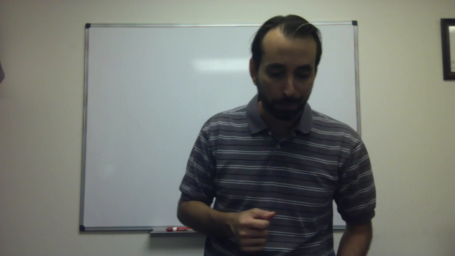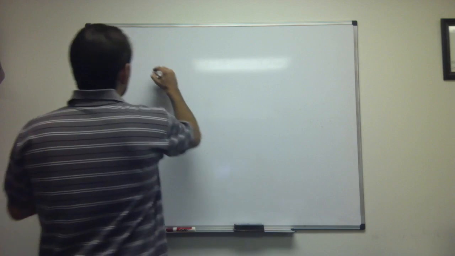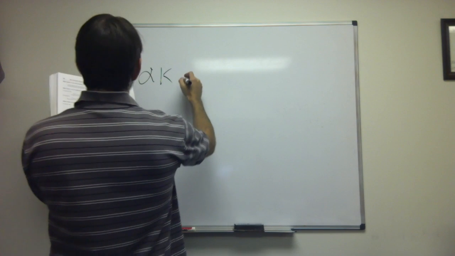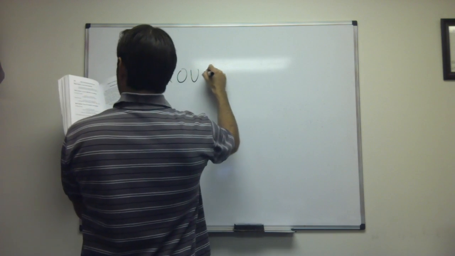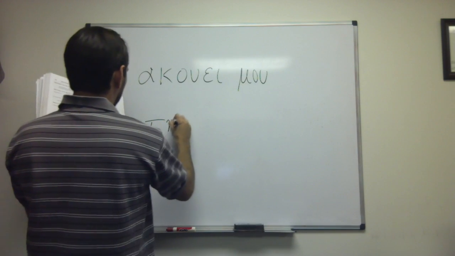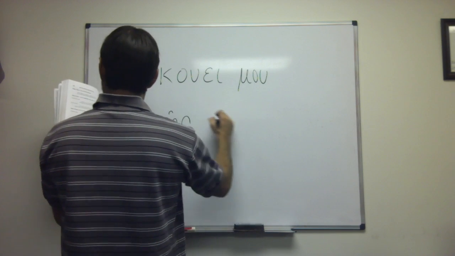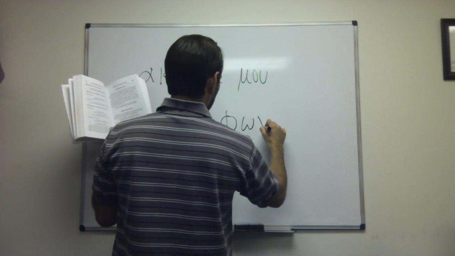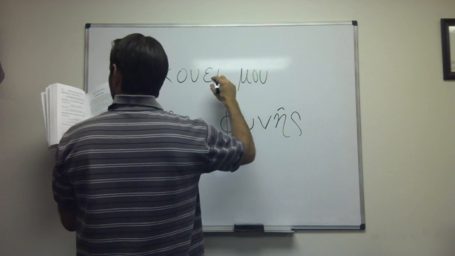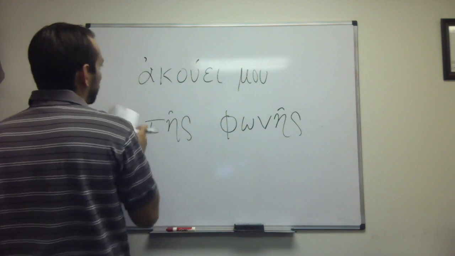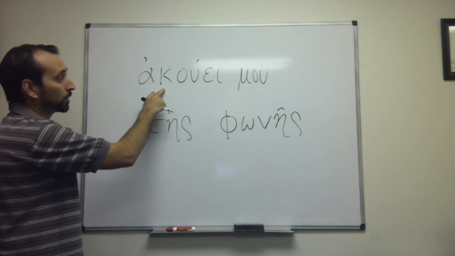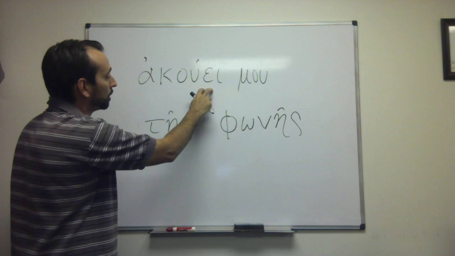So notice the first example. I'll write it on the board real quick. The first example on page 178. I'll write it. I have to write it on 2 lines. I wrote it too big. Akue mu tes phones. So this is, if we were to parse this out, if we knew our vocabulary.